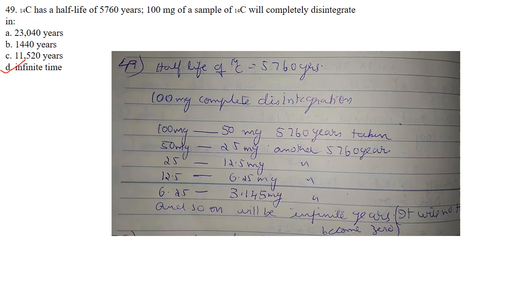Then the C14 has a half-life of 5760 years. 100 mg of a sample of C14 will completely disintegrate in? So for 100 mg to become 50 mg, you need 5760 years. 50 mg to become 25 mg, you need another 5760 years. Like that, it will go on for infinite years. It will not become zero. So the answer is option D, infinite time.